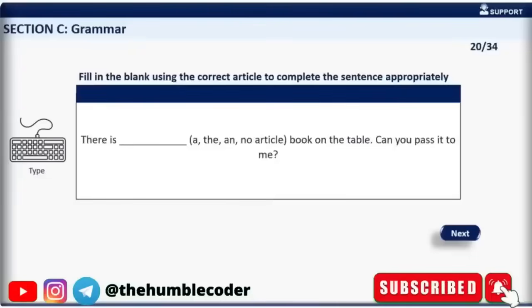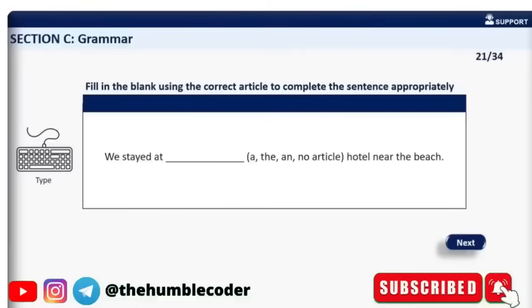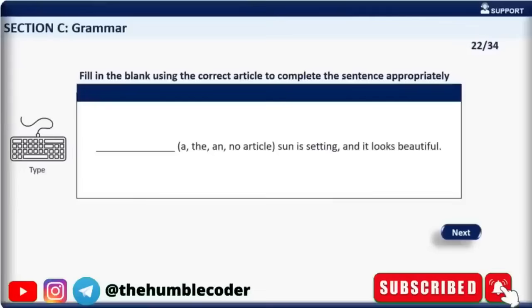Let's move on to the next question. There is dash a book on the table. Can you pass it to me? So the correct answer in this case is going to be, there is a book on the table. Can you pass it to me? Let's move on to the next question now. We stayed at dash hotel near the beach. So the correct answer in this case is going to be, we stayed at a hotel near the beach.